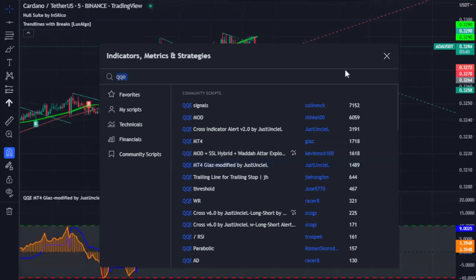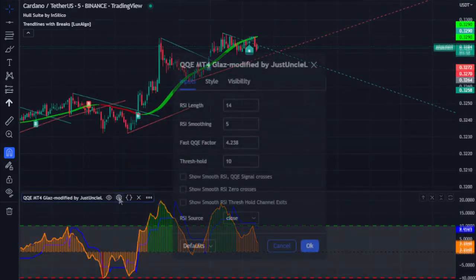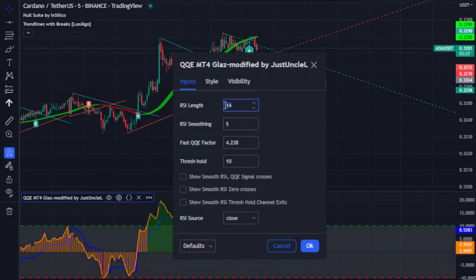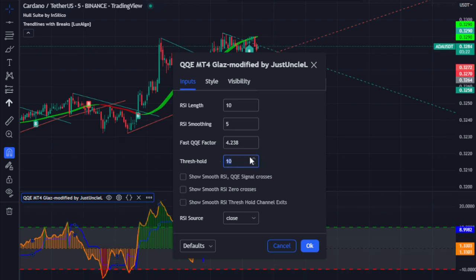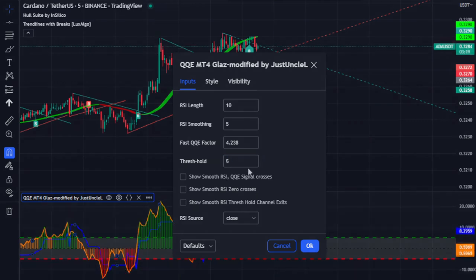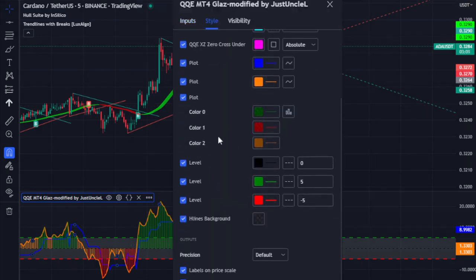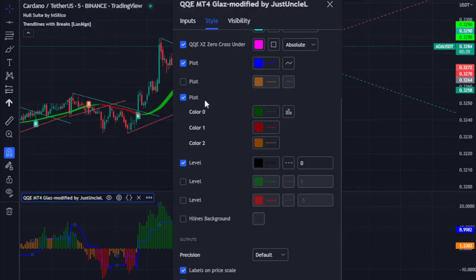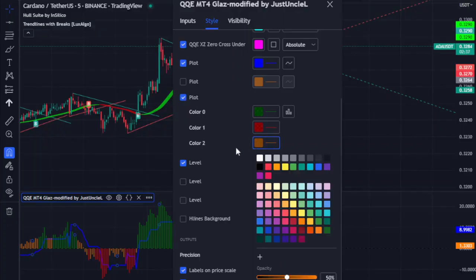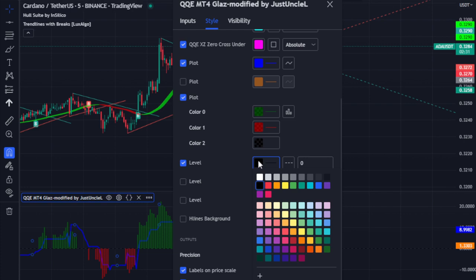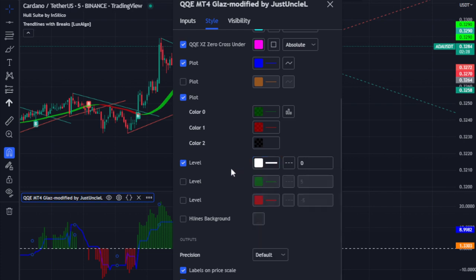And we are going to change the configuration of this indicator. Where it says RSI length we are going to change from 14 to 10. Where it says threshold we are going to change from 10 to 5. Then we go to the style and we are going to change it. We are going to disable the following options. And we are going to modify the following options. To color 2 we are going to put an opacity of 0%. And at the first level that appears we change the color from black to white.